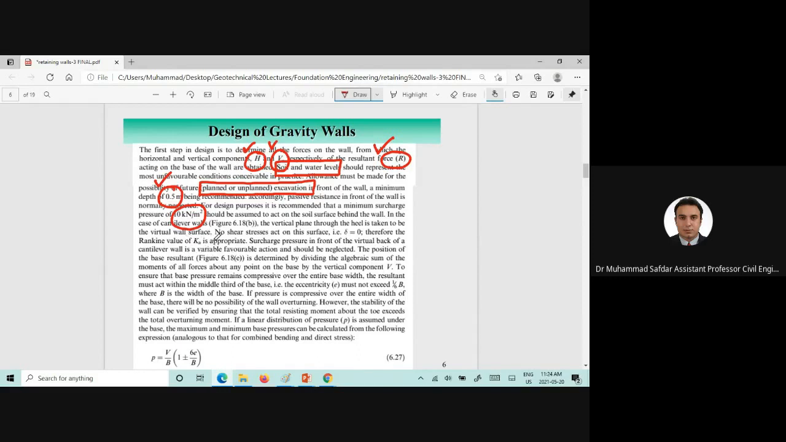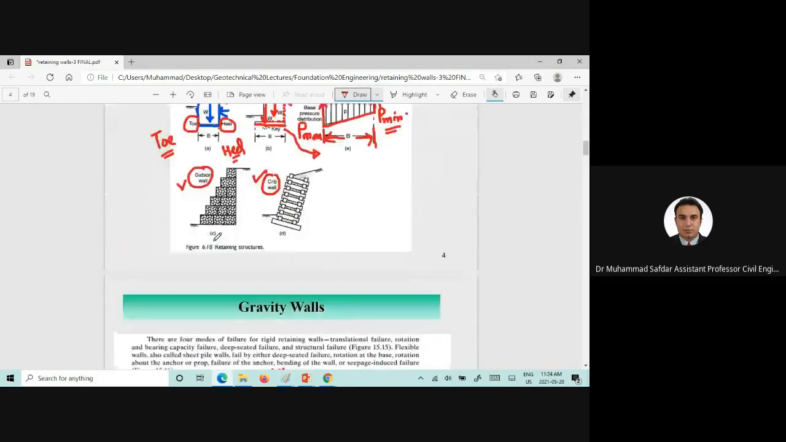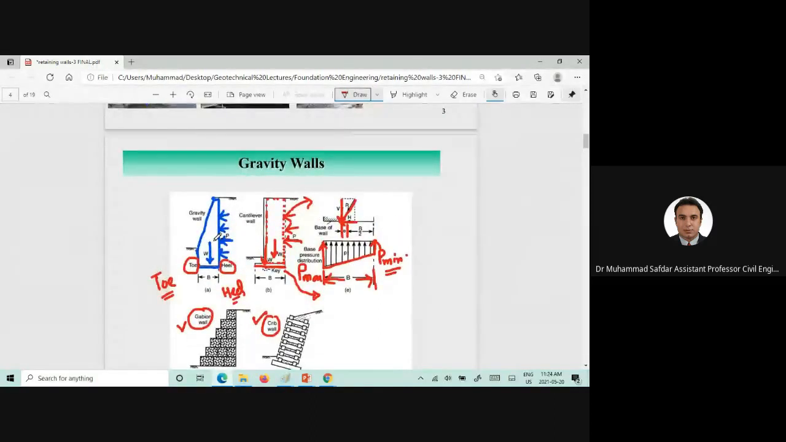Now, as we discussed here, in case of the cantilever wall, because there is no wall friction here, delta is taken as 0, and when the wall friction is 0, it's better to use the Rankine's lateral earth pressure theory to find out the lateral earth pressure coefficient Ka.